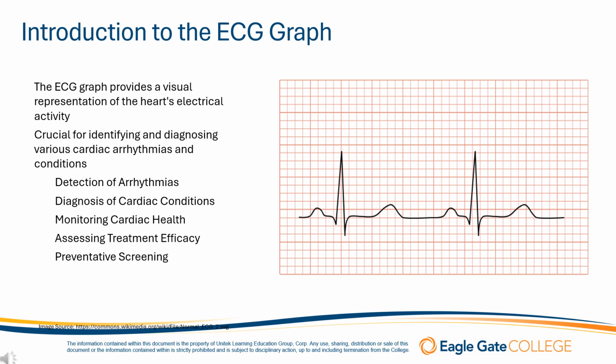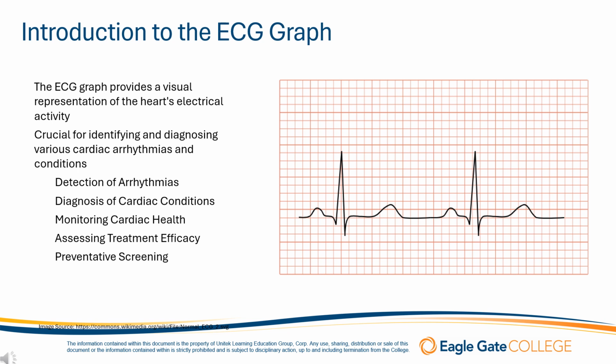Let's take a look at why. First of all, the ECG graph allows us to detect arrhythmias. These are abnormal heart rhythms. They can range from relatively benign conditions to life-threatening ones. By analyzing the ECG, we can identify whether the heart is beating too fast, too slow, or irregularly.